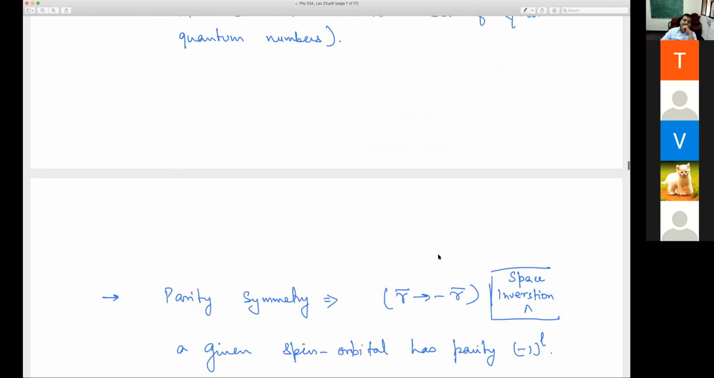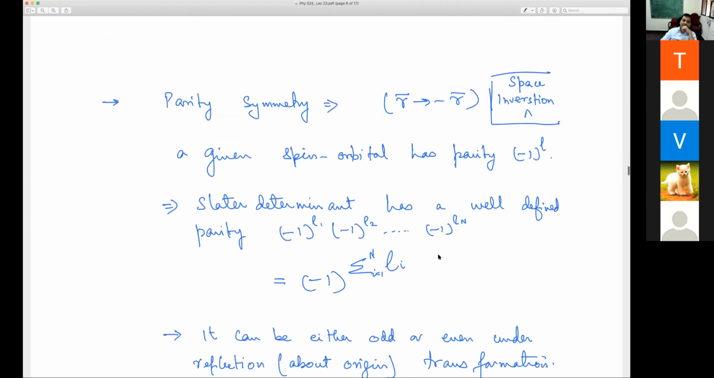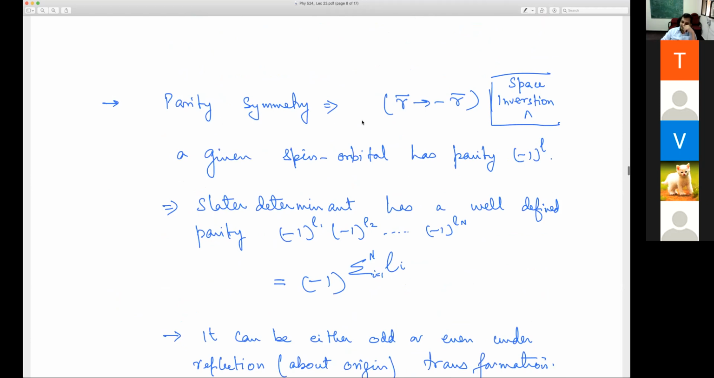Another final point about this Slater determinant is parity symmetry, which is also called space inversion. Space inversion is a term used in condensed matter physics. If you use Kittel or Ashcroft-Mermin, the same thing, parity symmetry, will be written as space inversion. You can also think of it as reflection about the origin, so r goes to minus r. All three terms are the same: parity, space inversion, and reflection around the origin. I have a vector r, and I'm reflecting around the origin, so r going to minus r.